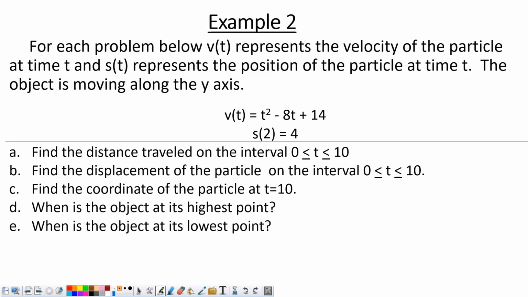All right, now it says find the coordinate of the particle at t equals 10. So in other words, they want me to find what s of 10 is, right? Now how do we find s of 10? Well, yesterday, here's what we learned. We learned that your final spot is equal to your starting amount. Now, what is my starting amount for this problem? 2. It's 2. 4, 2. Plus the integral. Now be careful here. My integral is going to be from what to what? 2 to 10.